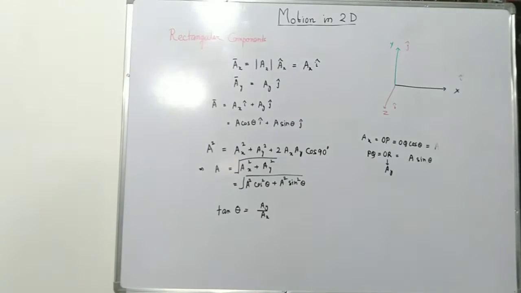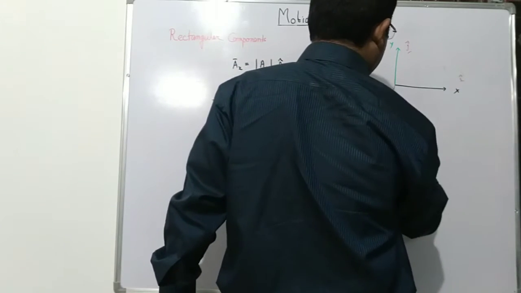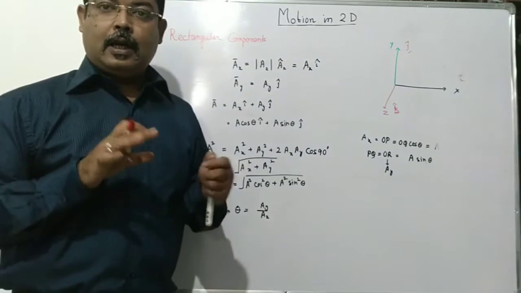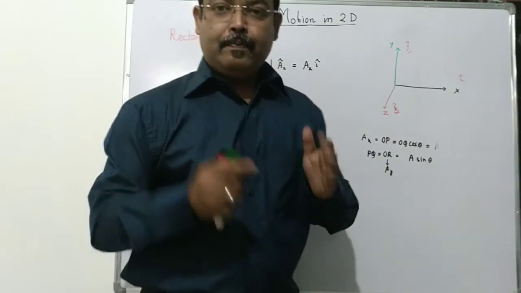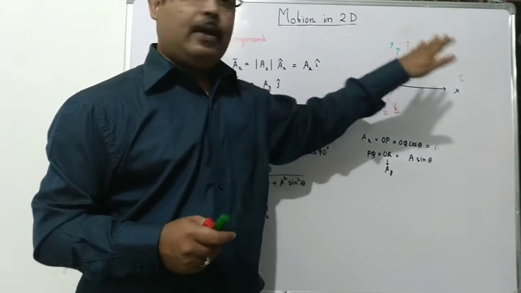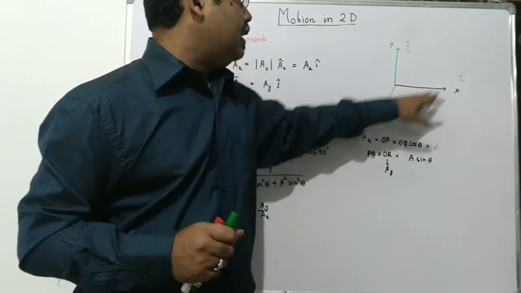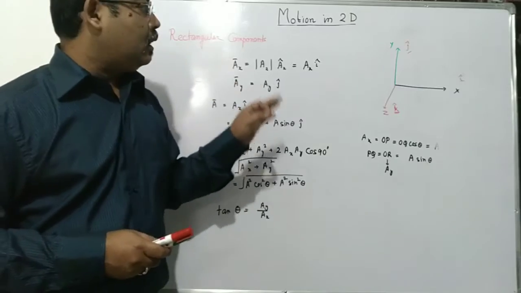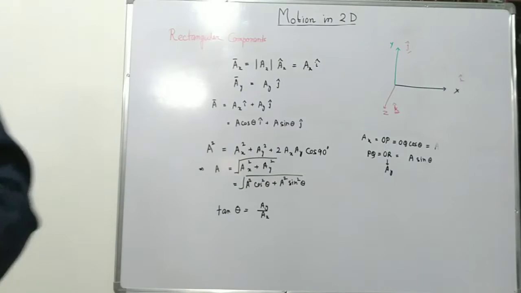These three unit vectors i cap, j cap, and k cap are known as the orthogonal triad of unit vectors. Why? Because these three vectors are orthogonal. That is, i is perpendicular to j, j is perpendicular to k, and k is perpendicular to i. All three are mutually perpendicular to each other. So that's why they are known as orthogonal, and since there are three of them, they are known as a triad. So i cap, j cap, k cap are the orthogonal triad of unit vectors along the x-axis, y-axis and z-axis respectively. Fine.